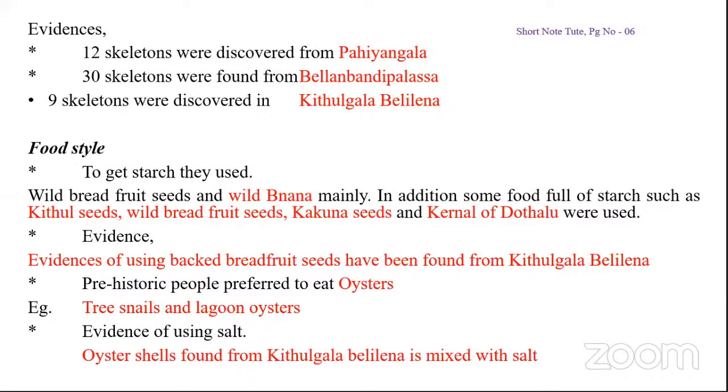Some of the oysters actually mean snails found from the lagoons, because they did not have any method of going to the sea to find or catch oysters. These are the two types, tree snails and lagoon oysters. This is the favorite food of the Stone Age man, and even they preferred that.